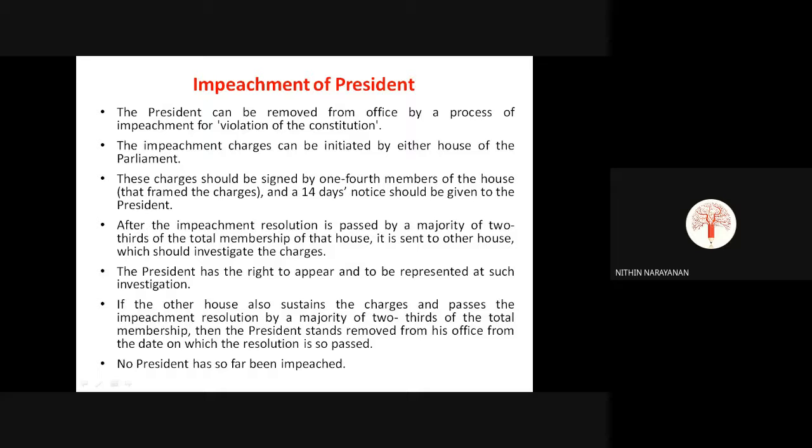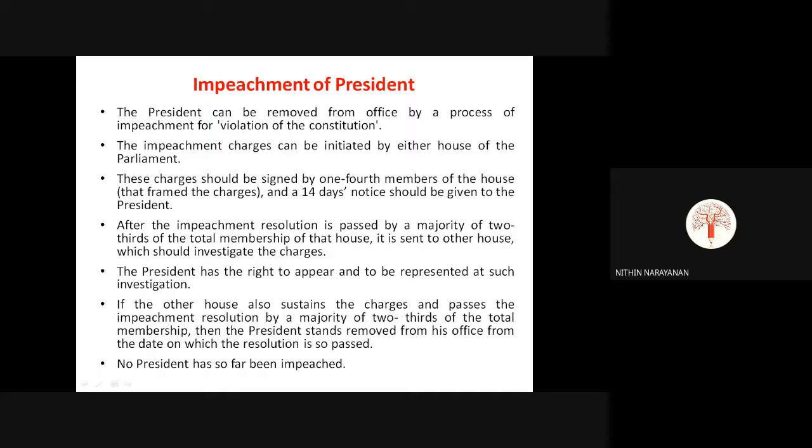ഇപ്പോൾ ഏത് ഹൗസിൽ നിന്നാണോ ഈ ഇംപീച്ച്മെന്റ് ചാർജസ് ഇനീഷ്യേറ്റ് ചെയ്തത്, അവിടെ നിന്ന് സ്റ്റാർട്ട് ചെയ്യാം. So one-fourth members of the house should sign in that, and 14-day notice should be given to the president for that.